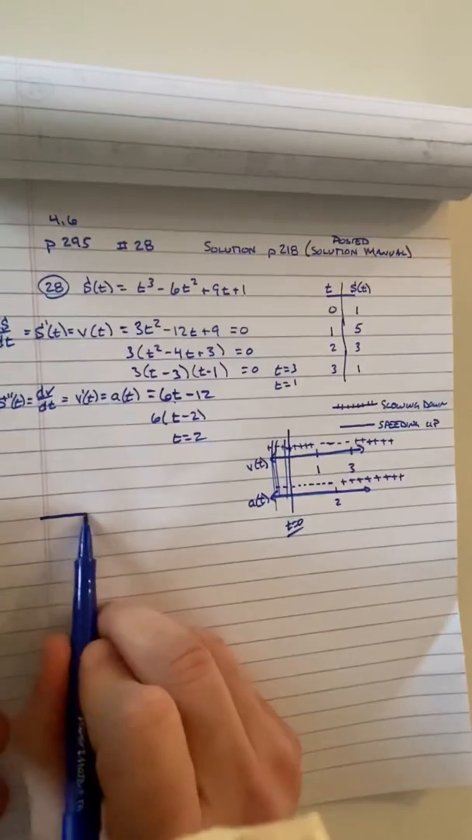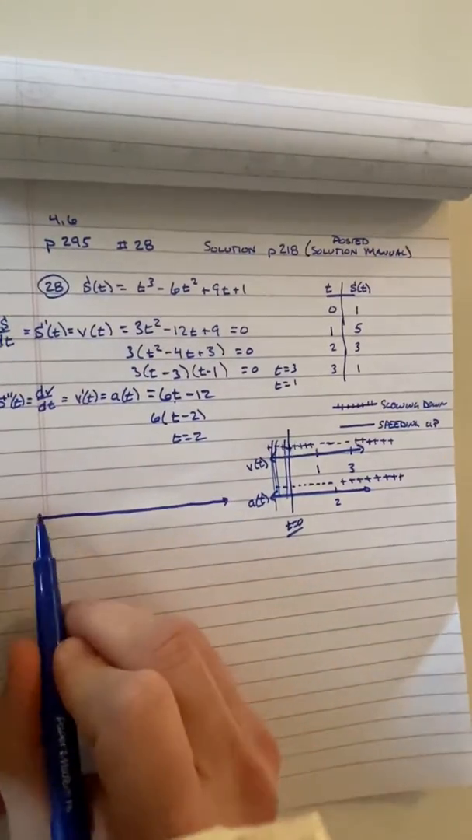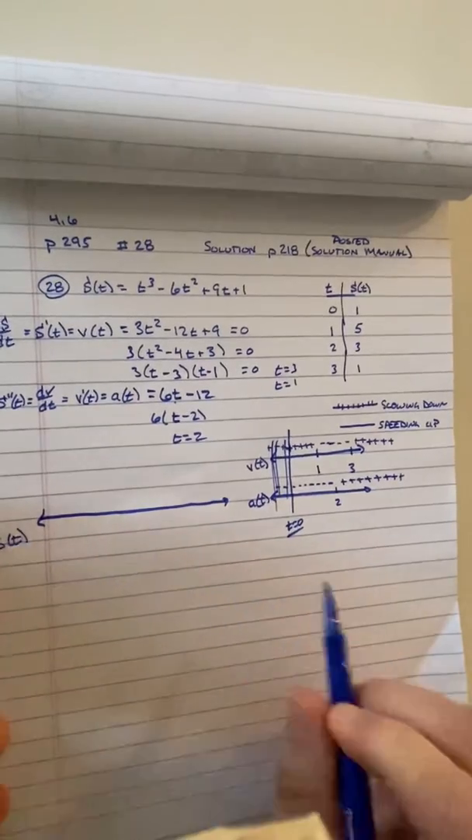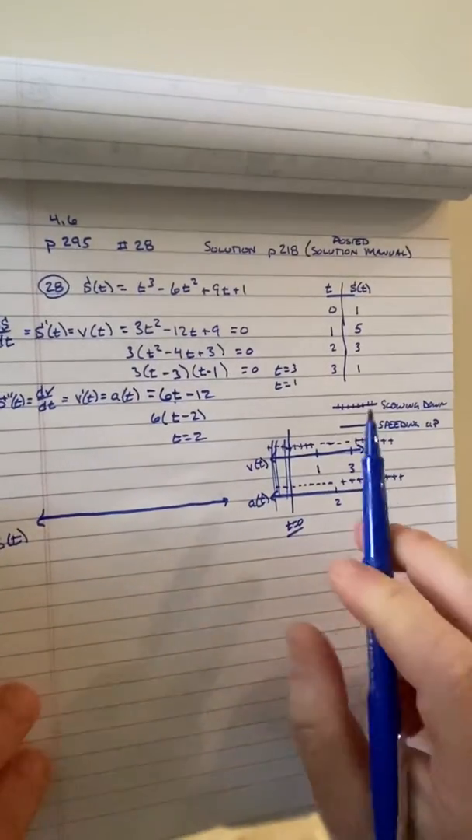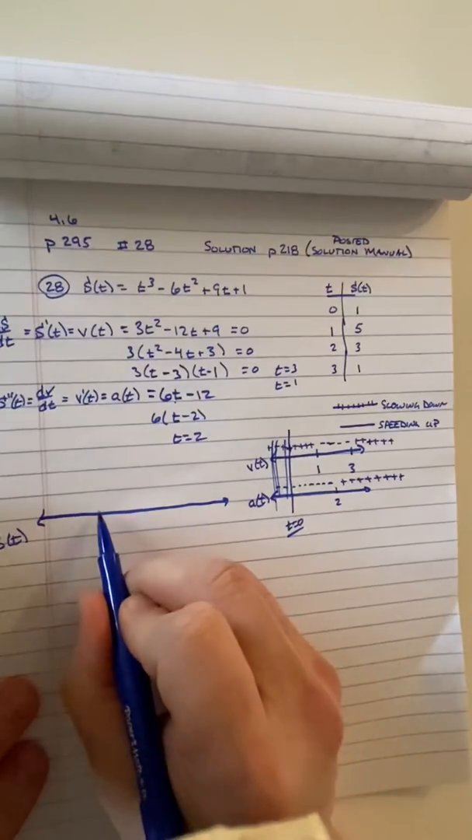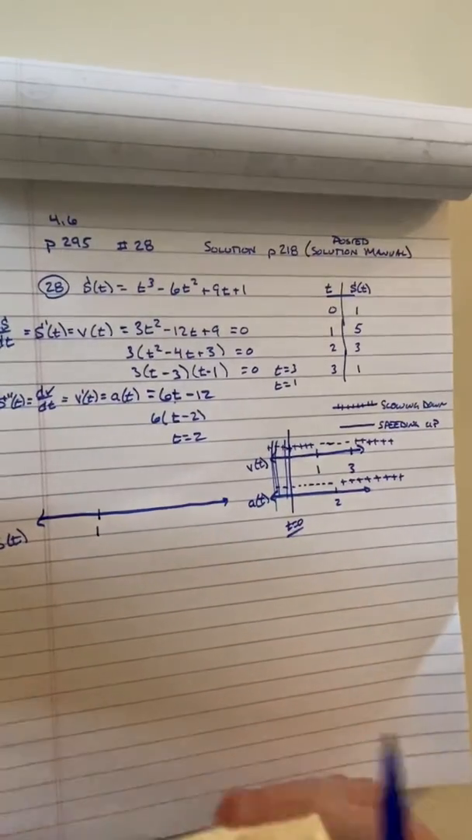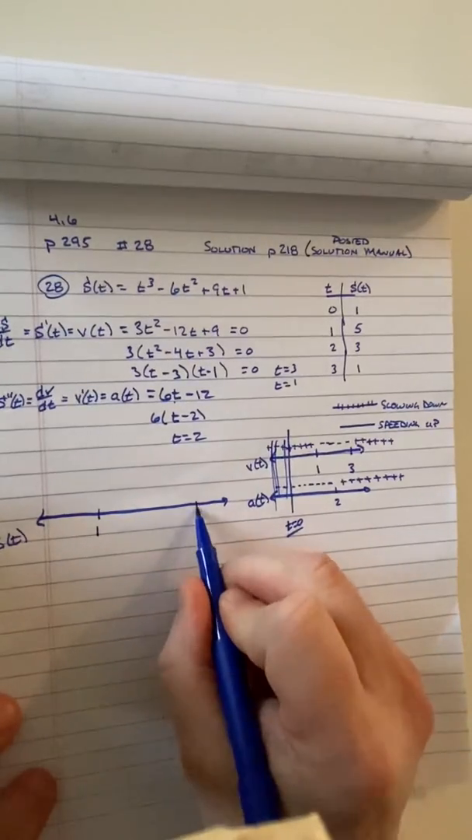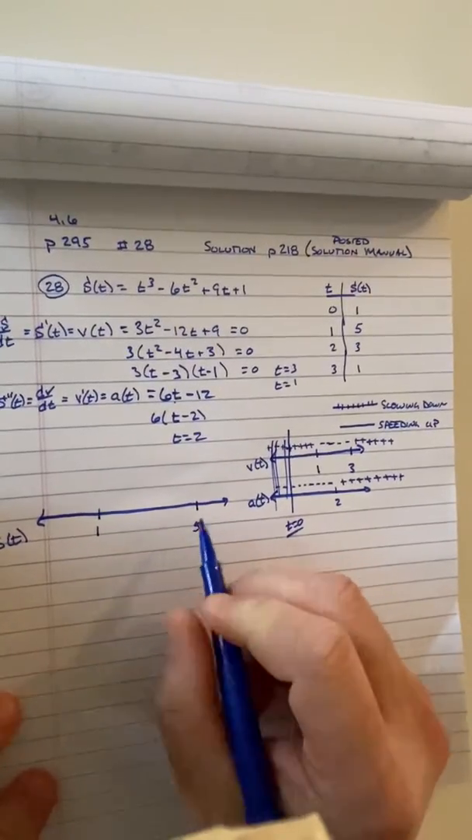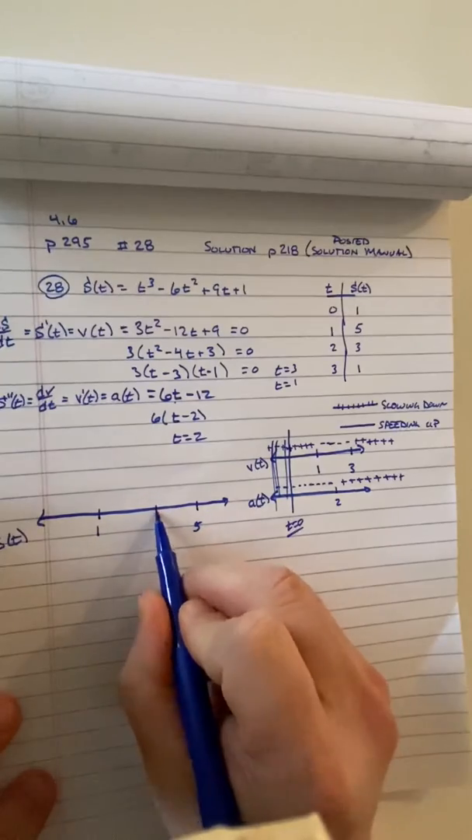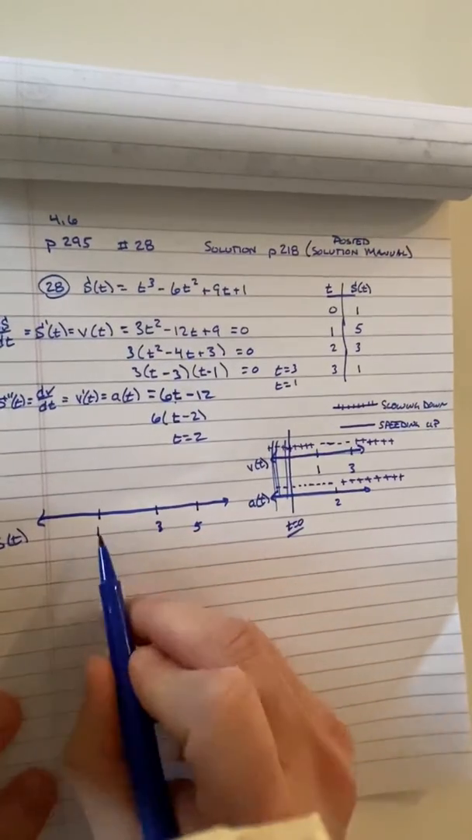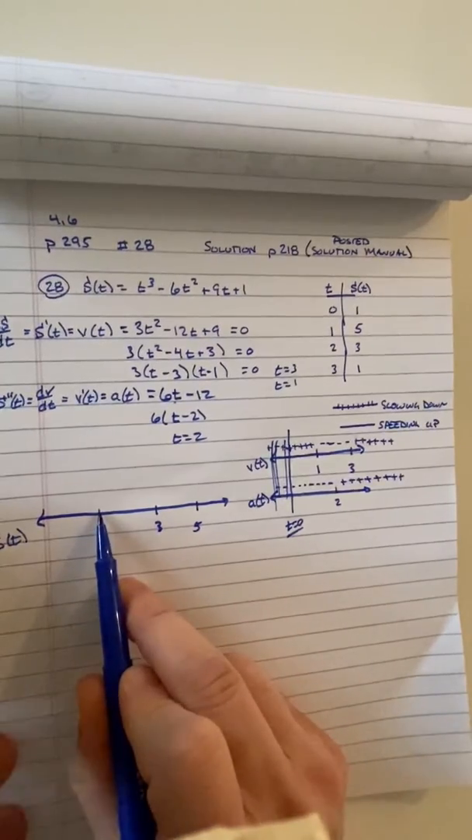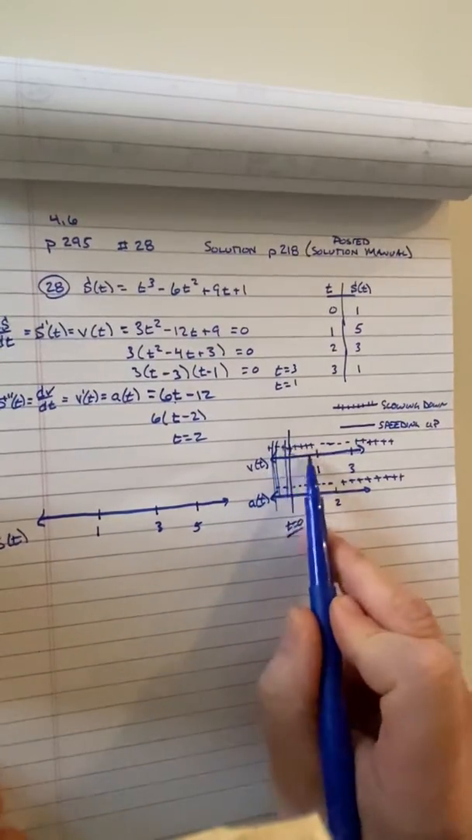Here comes the position one-dimensional number line. On this position one-dimensional number line, we have 1, 1 unit to the right of the origin, 5, 3, and 1 again. At t equals 0, we start at 1, and we travel to the right.